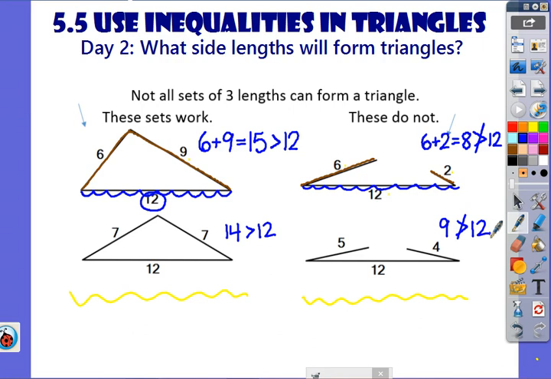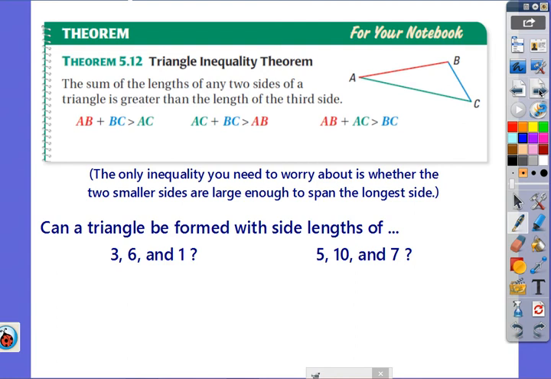What we're talking about here is something called the Triangle Inequality. It's a theorem. I think it probably makes sense to you, but it can be proven. It says that the sum of the lengths of any two sides of a triangle is greater than the length of the third side. So the two sides have to add together and be more than that third side.